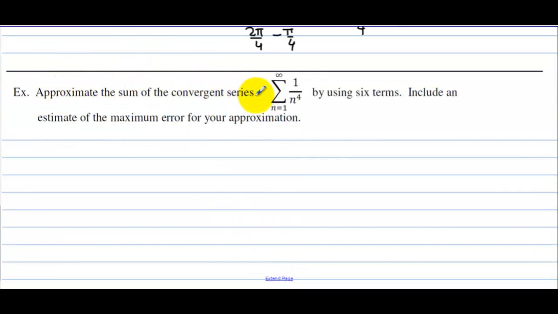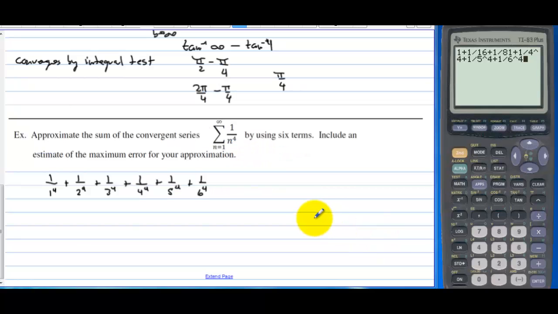Approximate the sum of the convergent series, this series right here, by using 6 terms. Include an estimate of the maximum error for your approximation. Let's get the first 6 terms. We have 1 over 1 to the 4th plus 1 over 2 to the 4th plus 1 over 3 to the 4th plus 1 over 4 to the 4th plus 1 over 5 to the 4th and plus 1 over 6 to the 4th. I've spared you the excitement of watching me type this in, but here we have 1 over 1 to the 4th, 1 over 2 to the 4th, 1 over 3 to the 4th, and so on. And the estimate is 1.081.